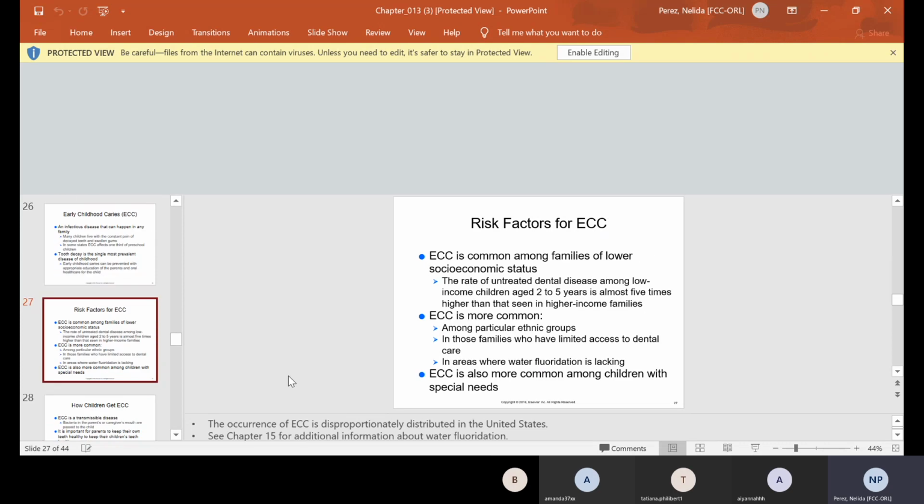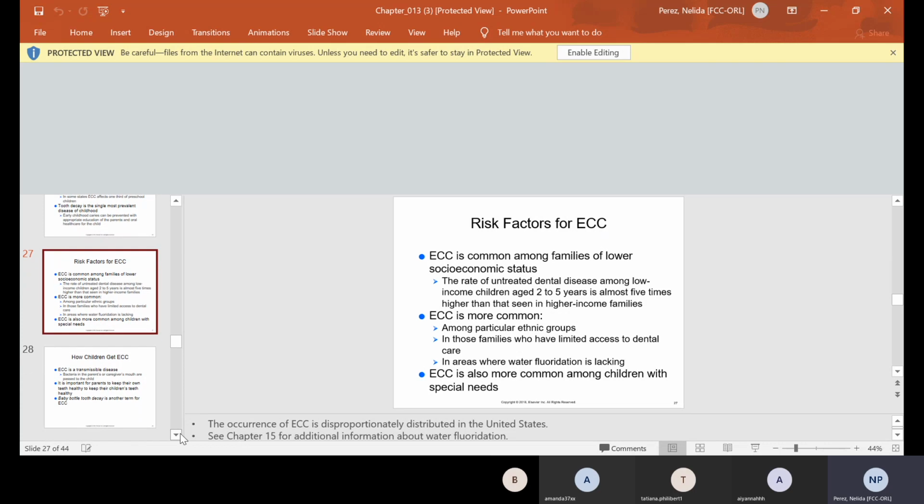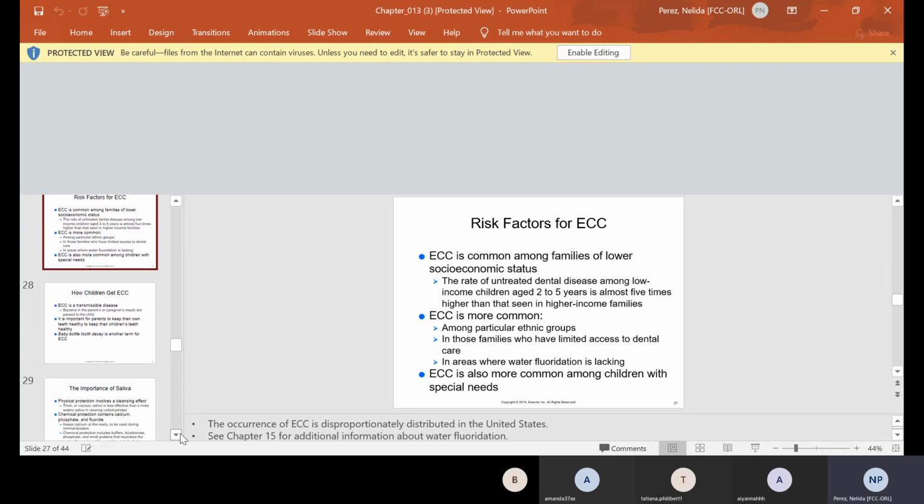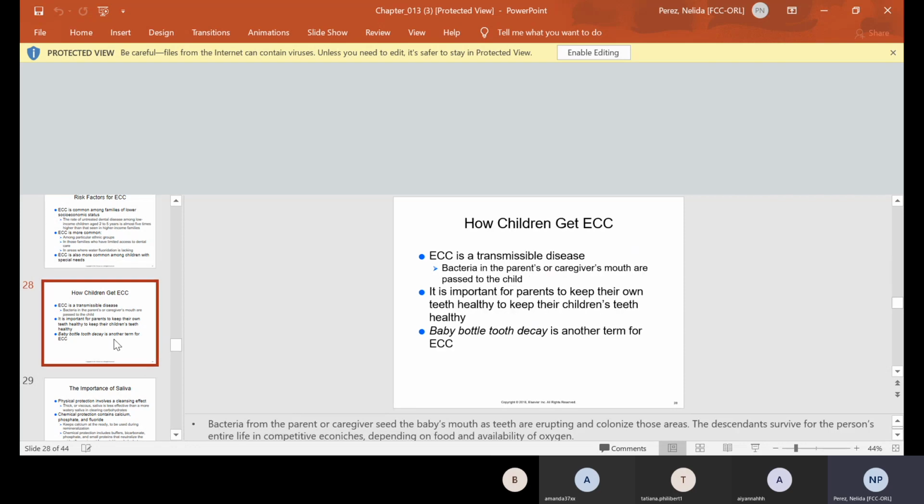ECC is common among families of lower socioeconomic status. The rate of untreated dental disease among low-income children aged 2 to 5 years is almost 5 times higher than that seen in higher income families. ECC is more common among particular ethnic groups, in those families who have limited access to dental care, and in areas where water fluoridation is lacking. It's also more common among children with special needs.